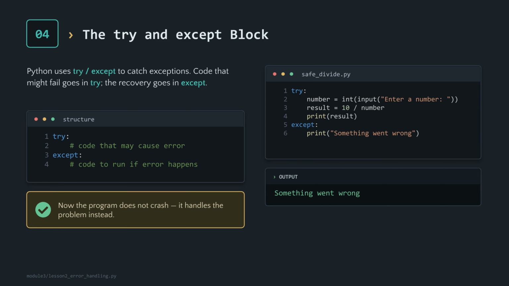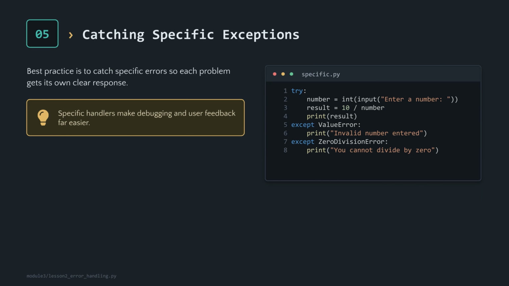The core tool for managing these is the try and except block. You place the code that might fail inside the try block. If an error occurs, Python jumps to the except block, allowing you to define exactly how your program should respond instead of crashing. It is best practice to catch specific exceptions rather than using a generic handler. By defining separate except blocks for errors like ValueError or ZeroDivisionError, you can provide tailored feedback for each situation. This makes your programs much easier to debug and more user-friendly.